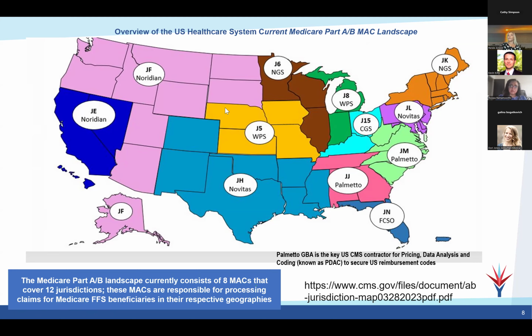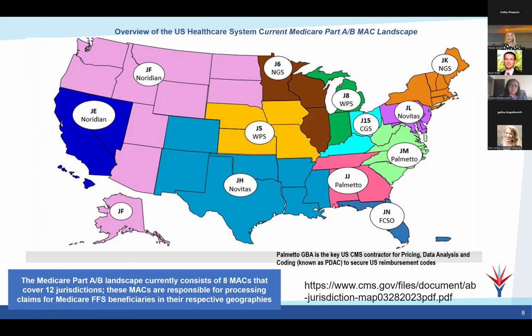And what's a little confusing at first glance is you're seeing, okay, well, here's Noridian and here's Noridian. Why are they two different colors? Again, because these are geographic regions and they've been determined somehow. One of the interesting points here is that not all MACs are created equal. There are some that are more influential than others, and their coverage decisions really tend to dictate what the other MACs will do.